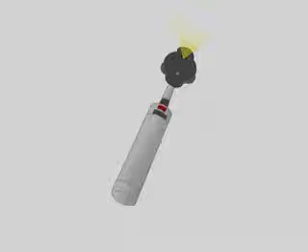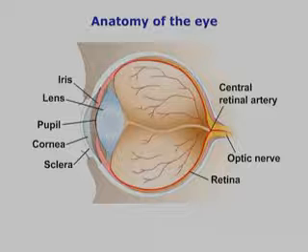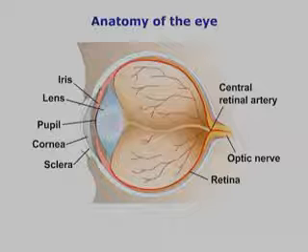The head contains a light source and a view hole through which you can rotate a series of convex and concave lenses. The lenses are numbered in diopters. Usually, the convex lenses are labeled with black numbers, which signify positive diopters. In the opposite direction, the numbers labeled in red signify lenses with negative diopters. Generally, positive diopters are used to visualize the anterior segments of the eye and the negative diopters to examine posterior segments.